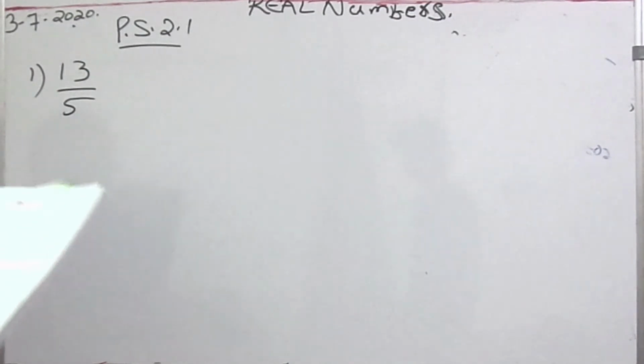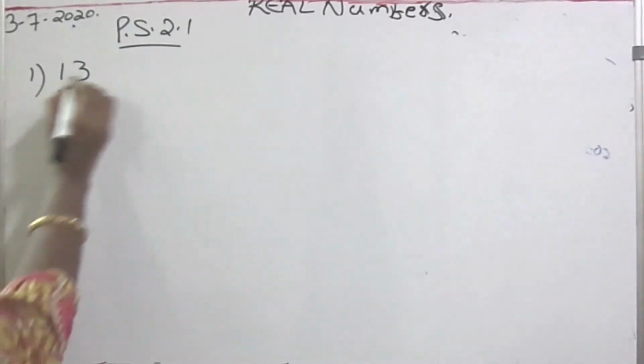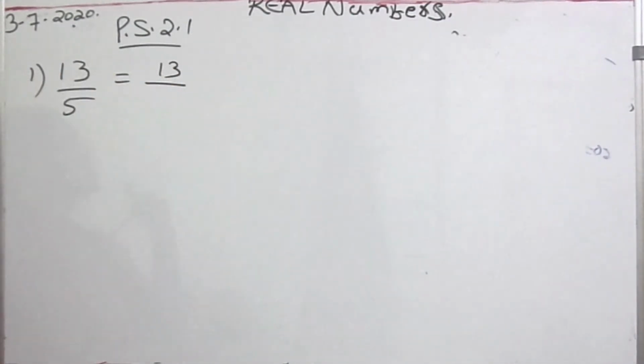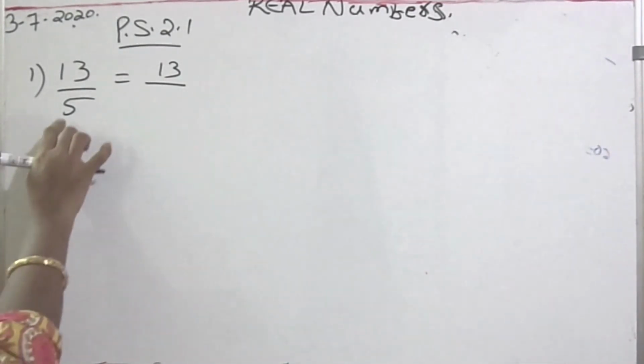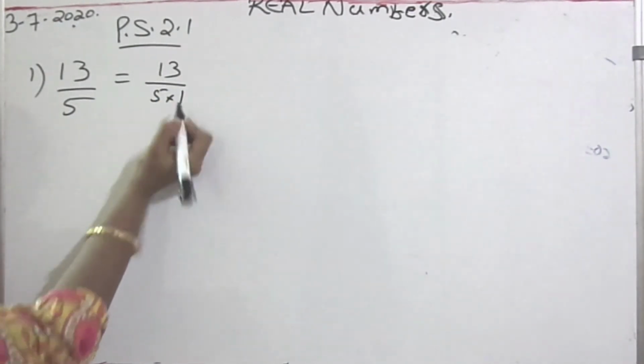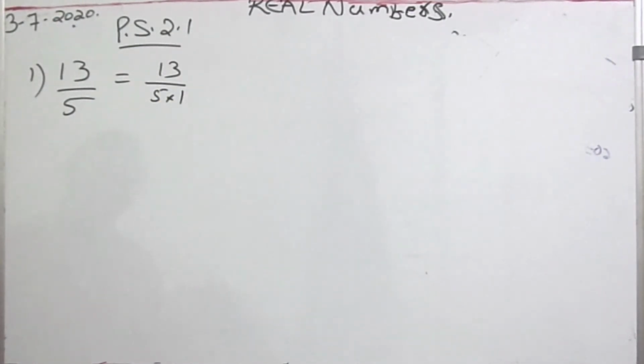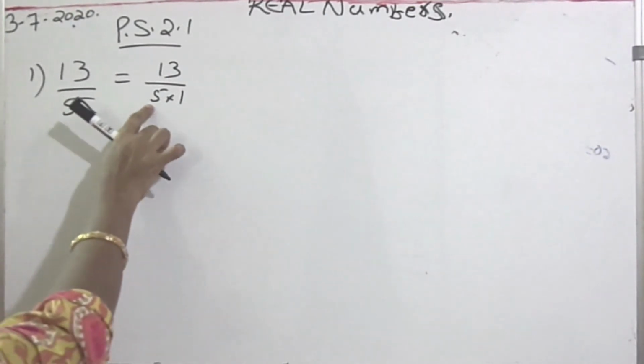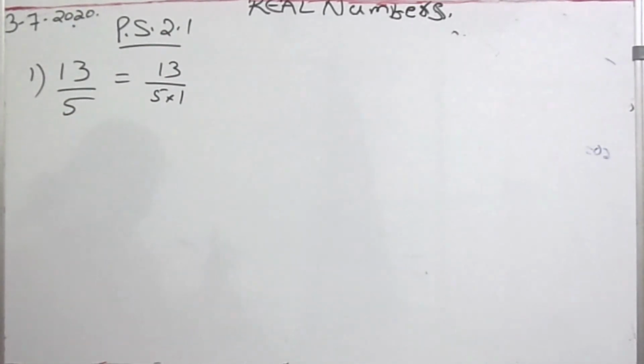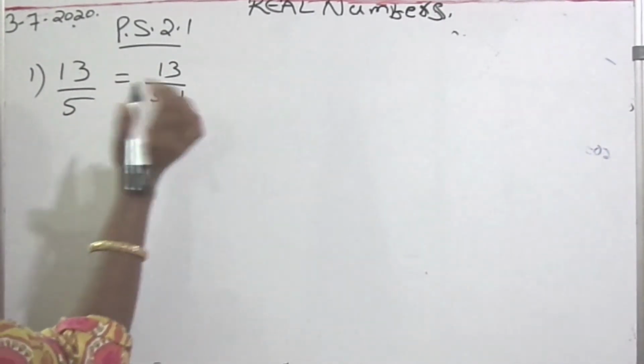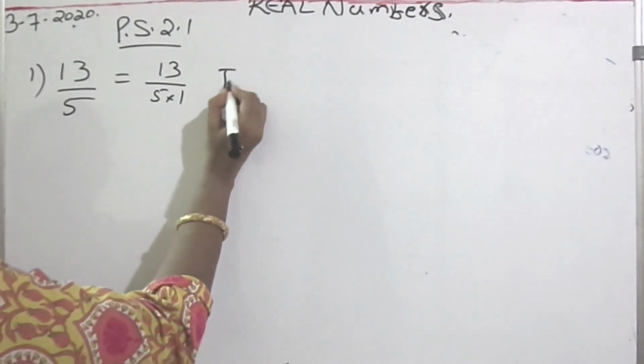13 upon 5. The first step is to find the prime factors of the denominator. Now this is 5 into 1, no other factors. So here we have 5 in the denominator. I have given you in the steps that if the prime factors are only 2, only 5, or 2 and 5, then the decimal form is terminating. So here it is 5. Therefore this is a terminating decimal.